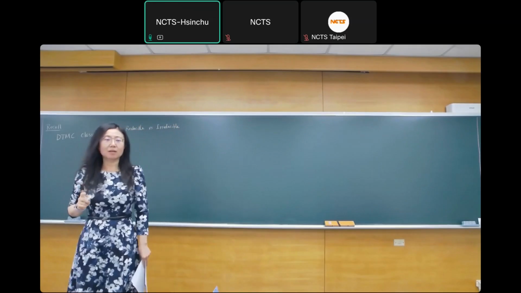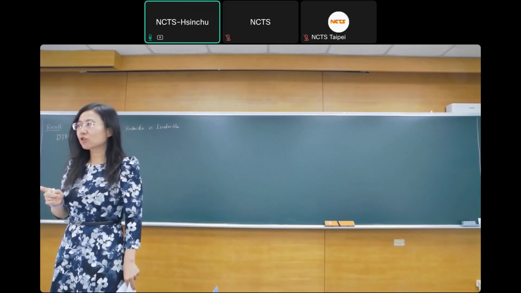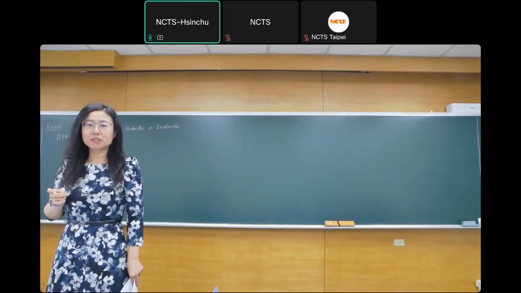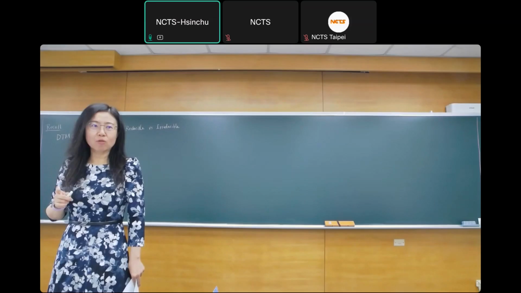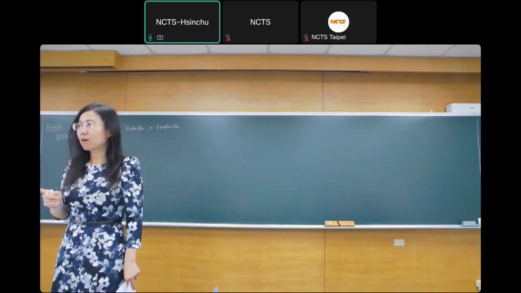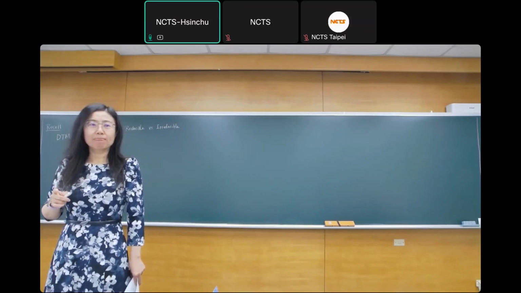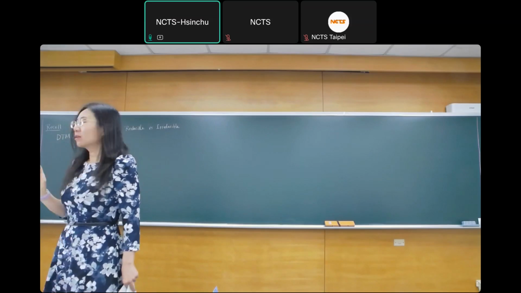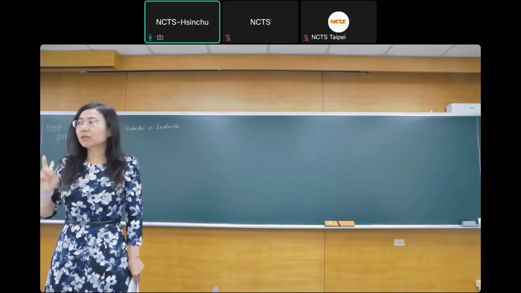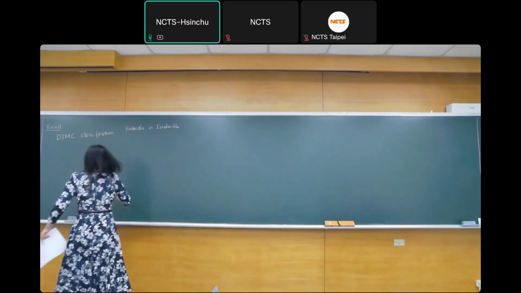Basically, one thing we can do, we know each DTMC can be associated to a diagram or a directed graph. If that graph is strongly connected, then the corresponding DTMC will be irreducible. Otherwise, it is reducible. That's one way.